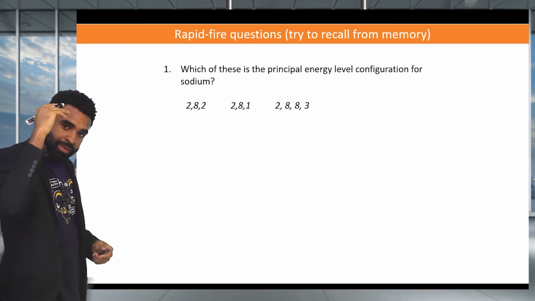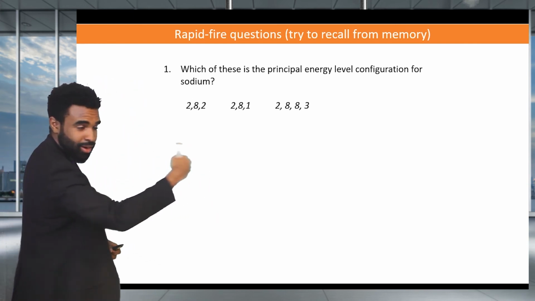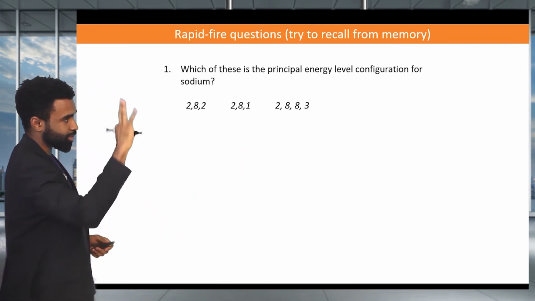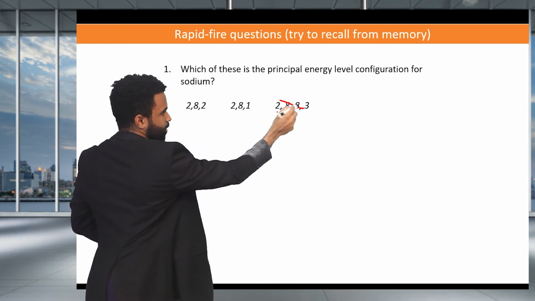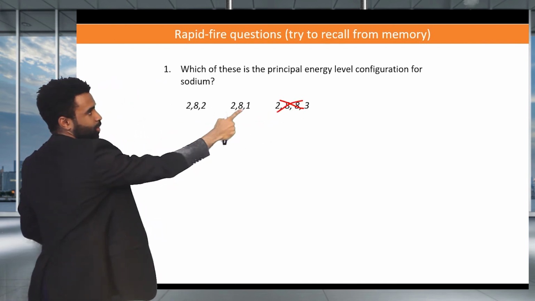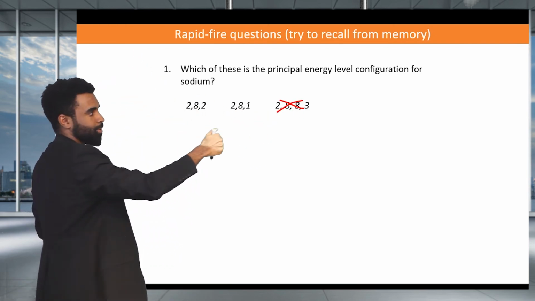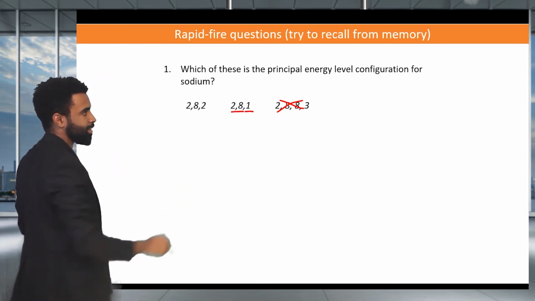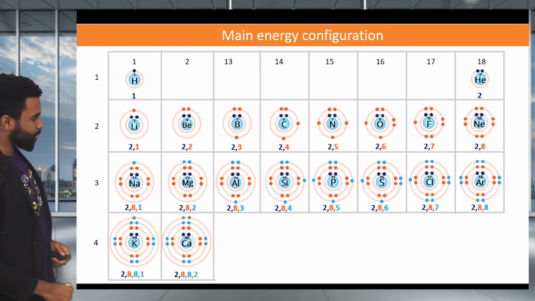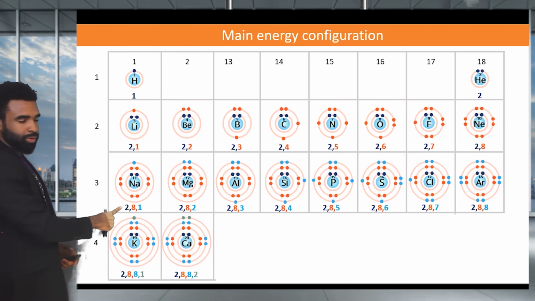Okay, sodium is Na, right? That's the third period. If you remember our mnemonic, if it's the third period, it must have 3 shells. So we can cross out that one. It's definitely not that one. It must be one of these ones. Sodium is the first element in its period, so it must be indeed 2, 8, 1. Okay, there we are. Sodium, 2, 8, 1.